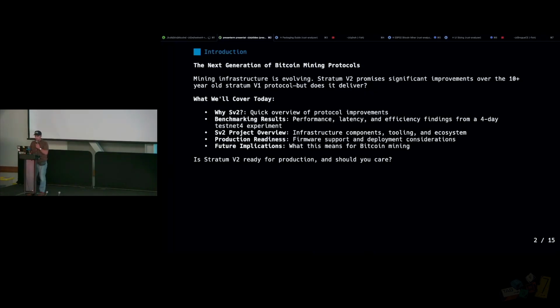No pun intended. We'll overview the Stratum V2 project, like the repositories and some of the adjacent projects related to it. I'll identify production readiness here, right? There's firmware support to consider, deployment considerations, and then the last part is the future implications. That's just more of my personal take on where I see the Bitcoin mining engineering landscape going, especially with Stratum V2. And most importantly, I think Stratum V2 is ready for production, and if you're into mining, you should care. So yeah, let's get into this.